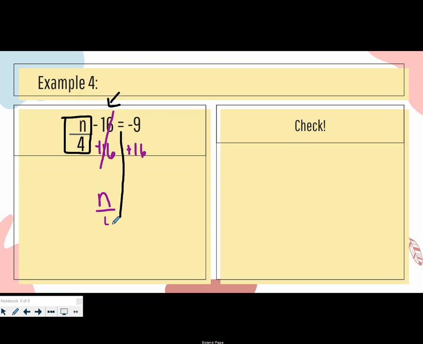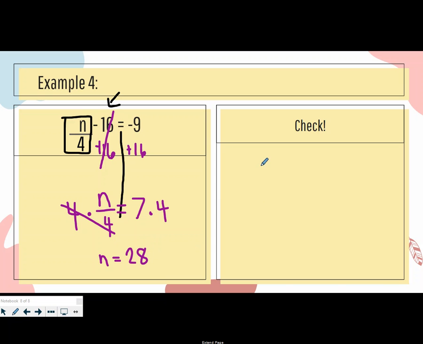Bring down our n over 4 equals, and then we compute negative 9 plus 16. Don't add any other integer signs in there. And I should get 7. Now what's my next step? I see that n and 4 are dividing. What's the next step? Good, it would be to multiply by 4 on both sides. So 4 and 4 cancel out. I've got n equals, and then 7 times 4. 7 times 4 is 28.